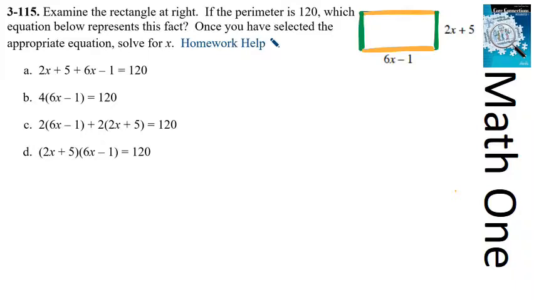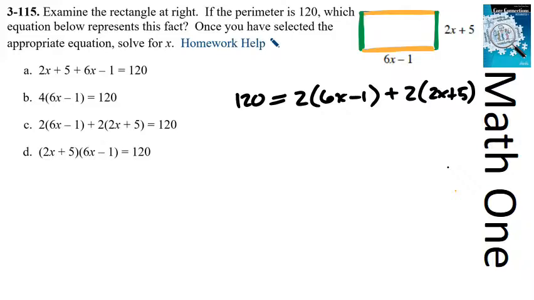So if I think about that, I could write it in maybe a nice compact form. I could say I've got two of these 6x minus 1s, and I've got two of these sides that are 2x plus 5s. And when I add those up, I get a total of 120. The perimeter is 120. Which one of these equations do I have? Well, this one's just half the perimeter, right? That's not the entire perimeter. This would be great if it was a square and all four sides were 6x minus 1.